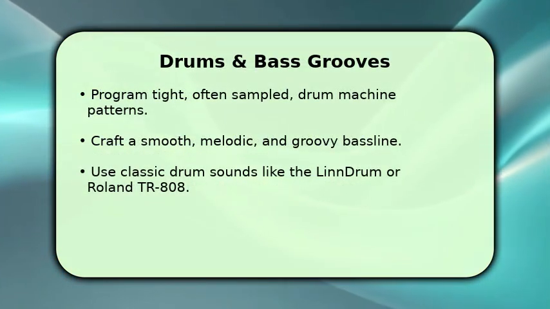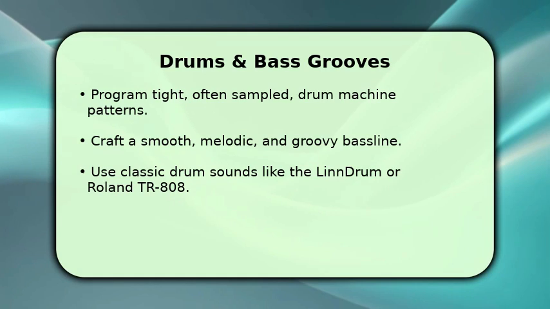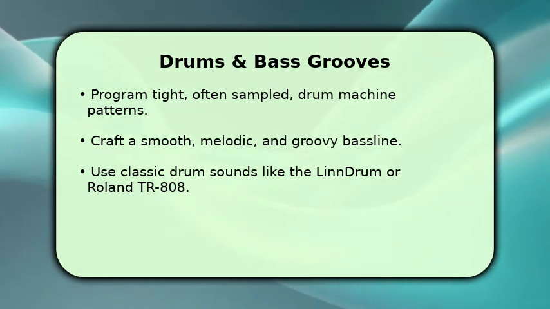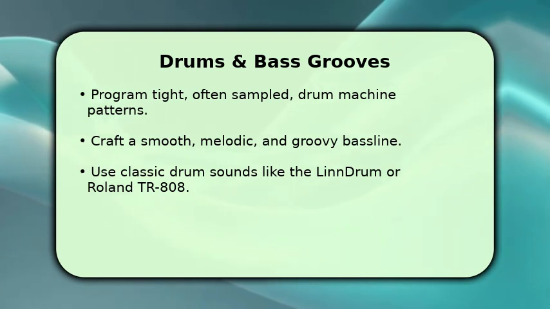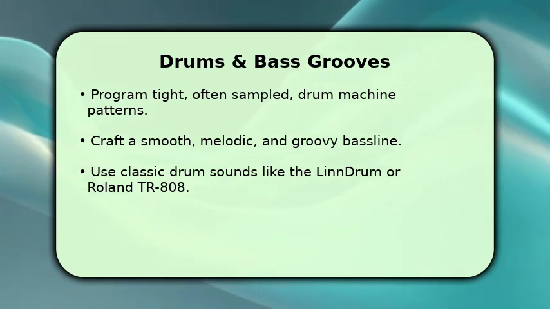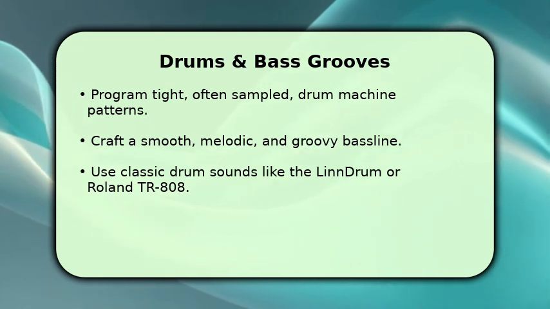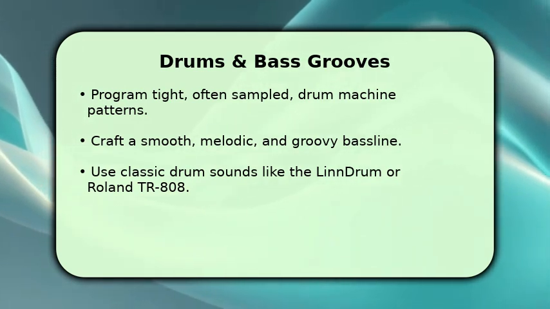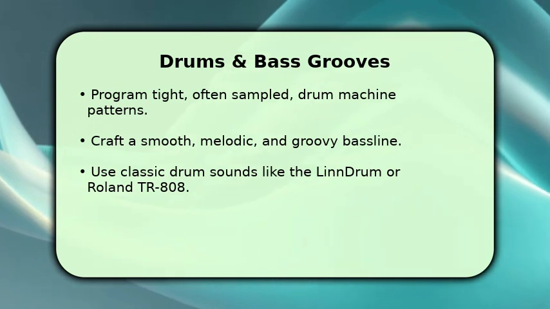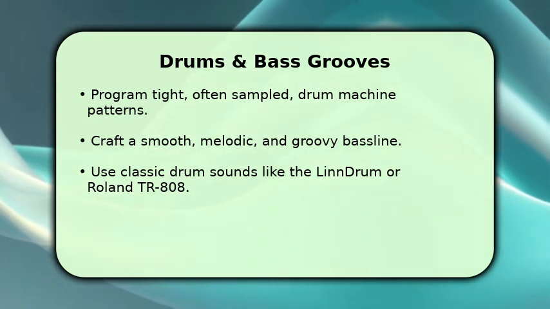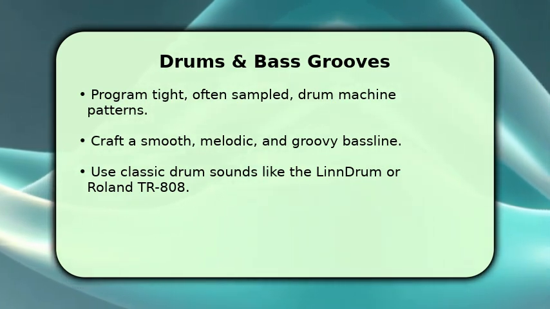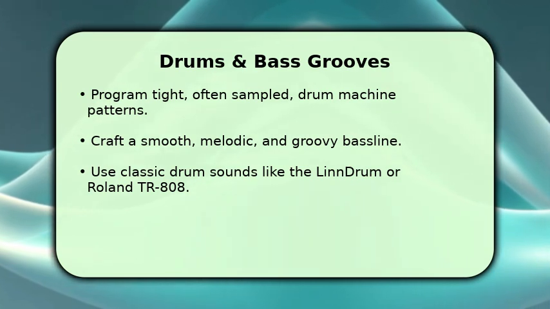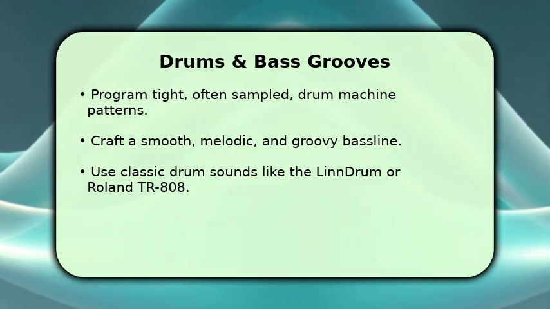The rhythm section is the heartbeat of City Pop. For drums, think tight, punchy, and often sampled drum machine sounds, like those from a Linn drum or Roland TR-808. Program patterns that are both danceable and subtle. Your bass line should be smooth, melodic, and groovy, often playing a walking pattern or syncopated rhythm that complements the chords and drives the track forward with a cool confidence.